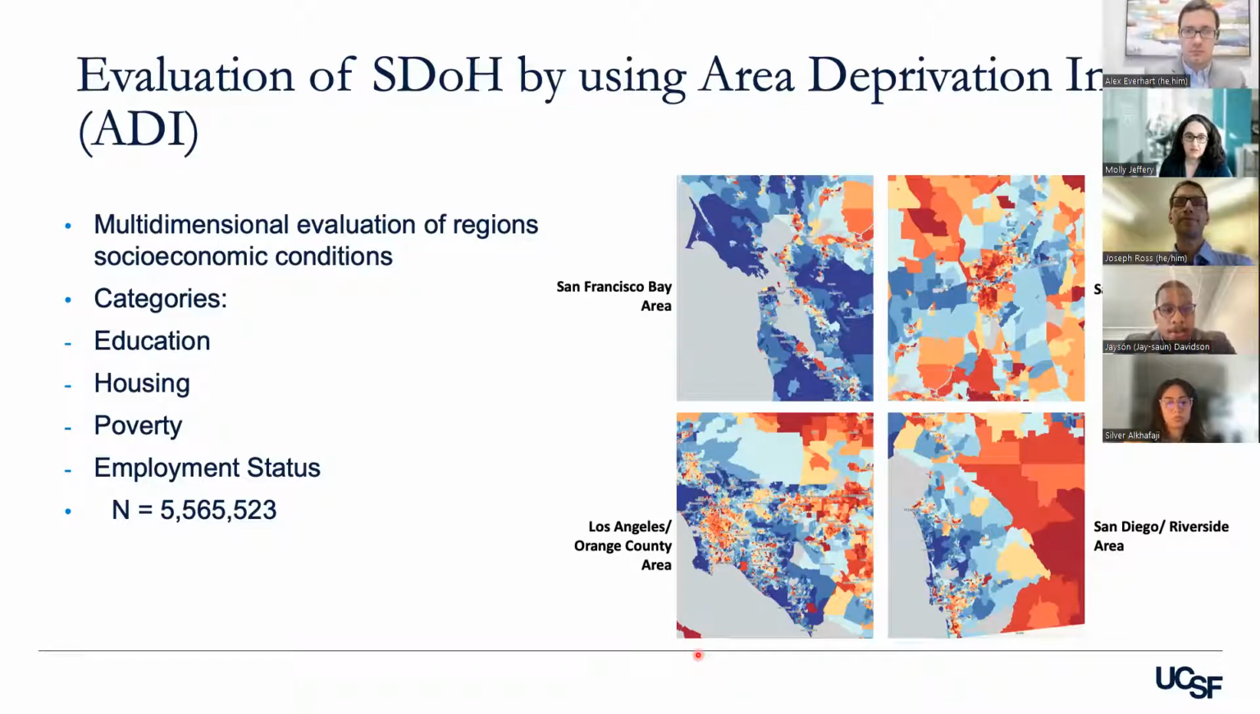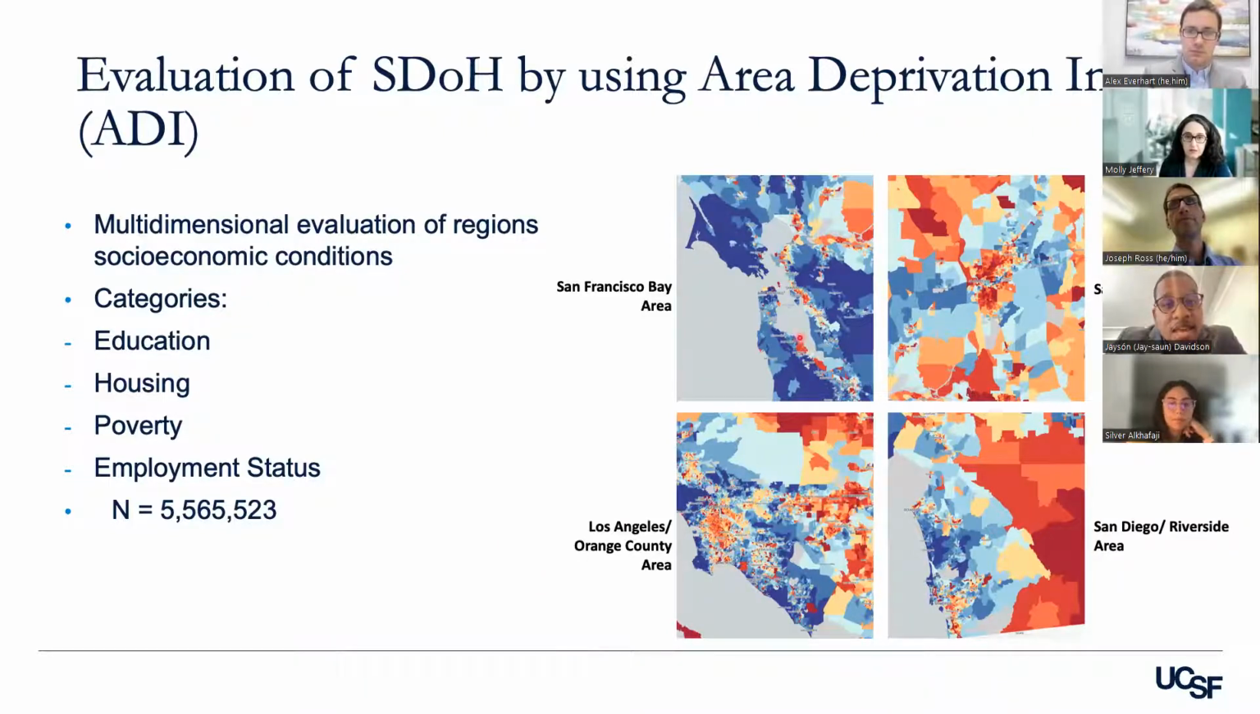In the UC Health Data Warehouse, we have patients located in the San Francisco Bay Area, which is UCSF, the Sacramento area, which is UC Davis, San Diego and Riverside, which is both UCSD and UC Riverside, and the Los Angeles County area, which is UCLA. Across each health system, we have over 5 million patients that are linked with Area Deprivation Index information.